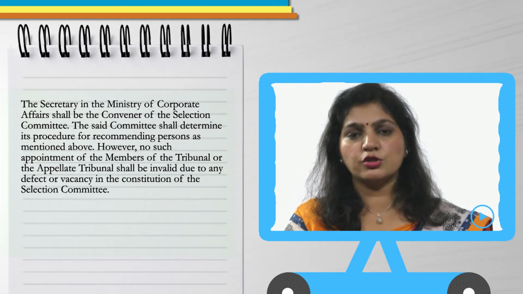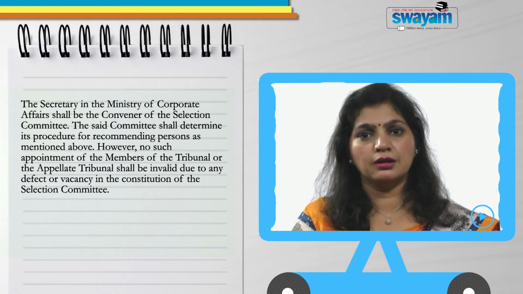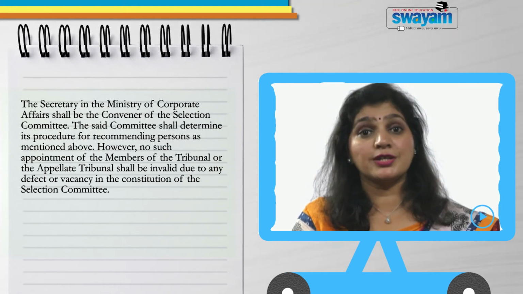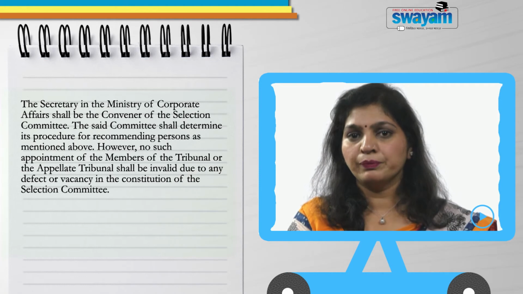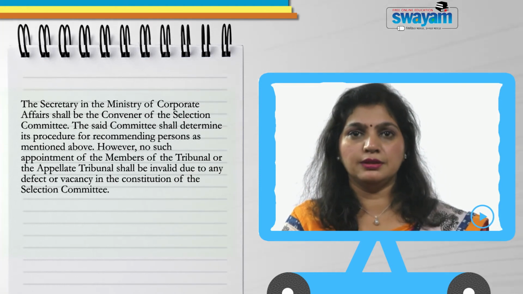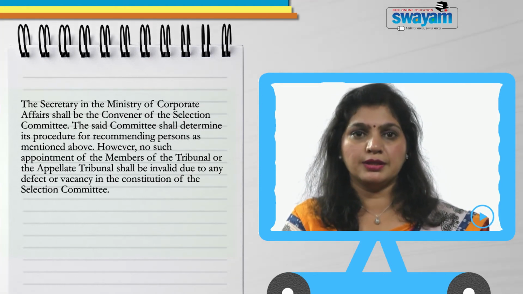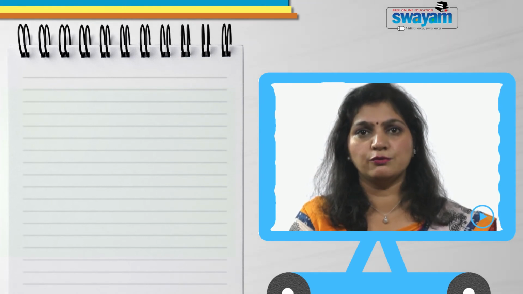However, no such appointment of the members of the tribunal or the appellate tribunal shall be invalid due to any defect or vacancy in the constitution of the selection committee. Now let us discuss the terms of office and salary structure. Section 413 to 414 provide for it.